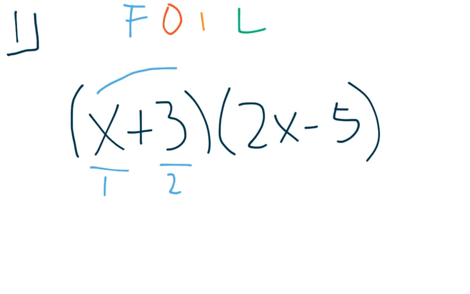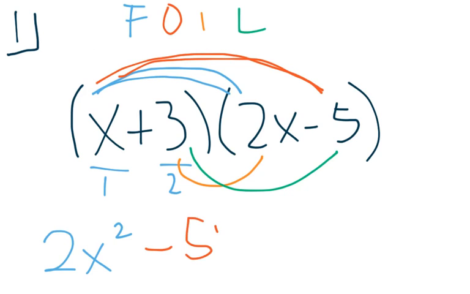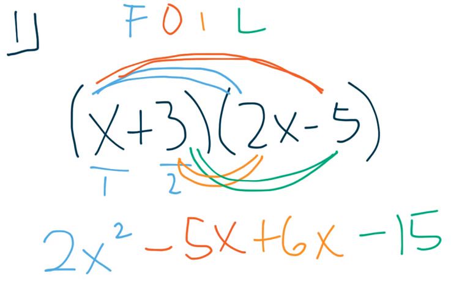So you're going to multiply the first term of each one, the outer terms of each one, the inner terms, and then the last terms. What you end up with is x times 2x, so that's 2x squared, and then x times negative 5, so that's minus 5x. Inner, so 3 times 2x, that's 6x. And last, 3 times negative 5, that's negative 15. Then you want to combine like terms.